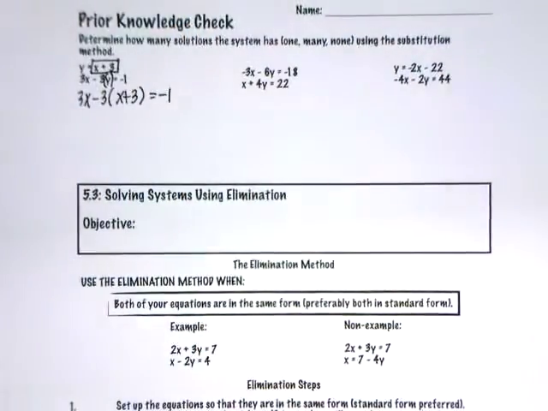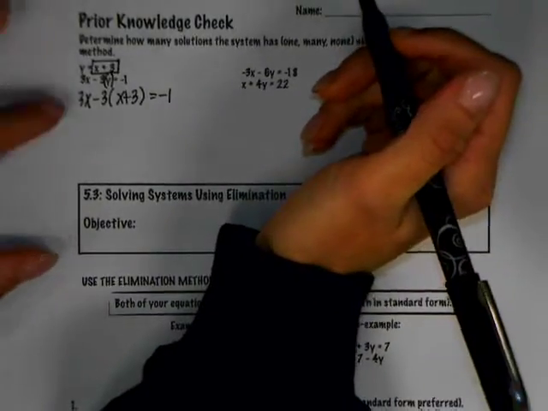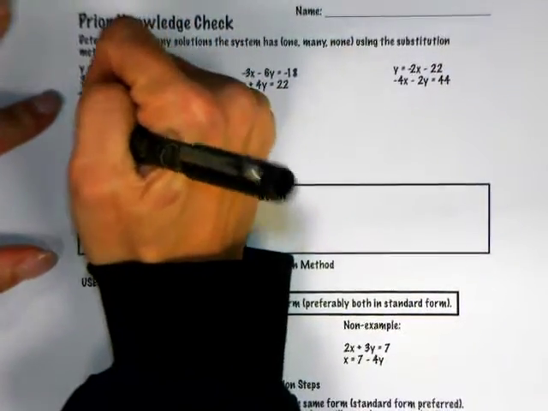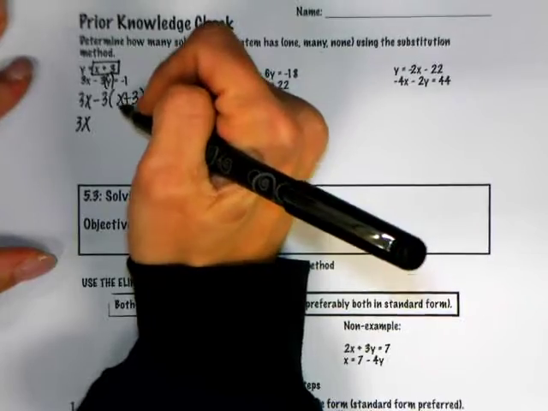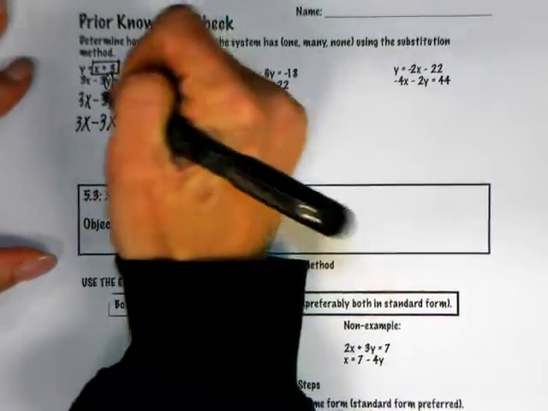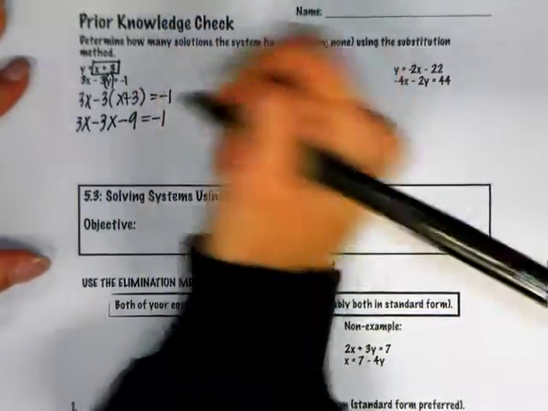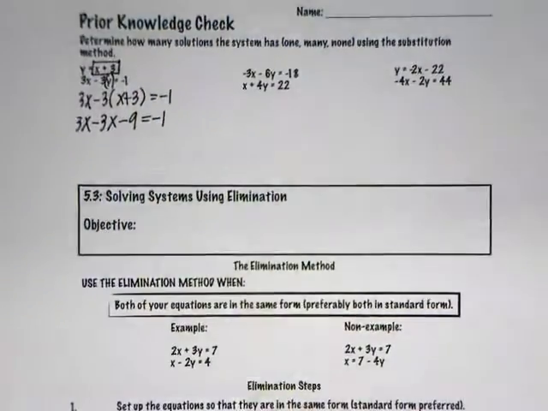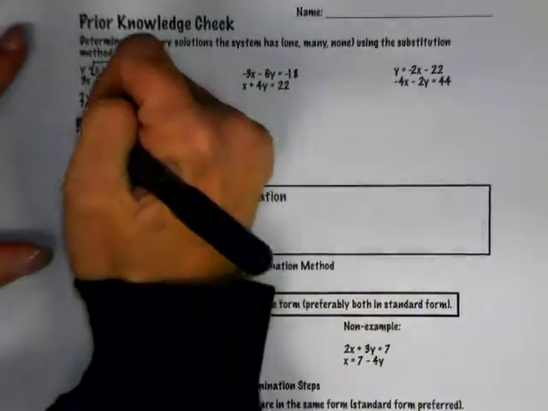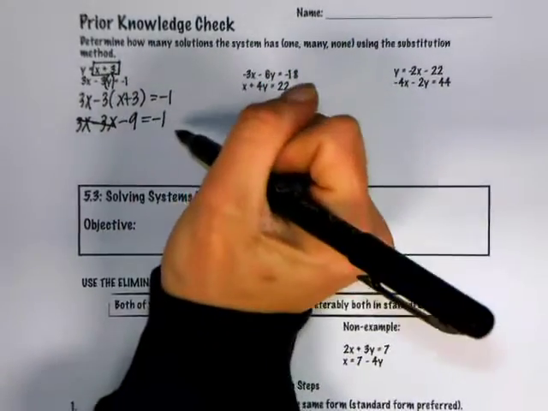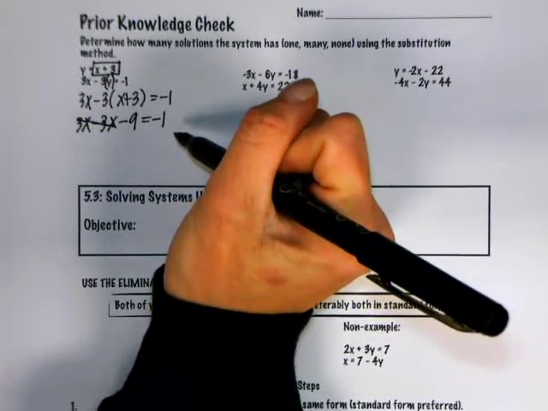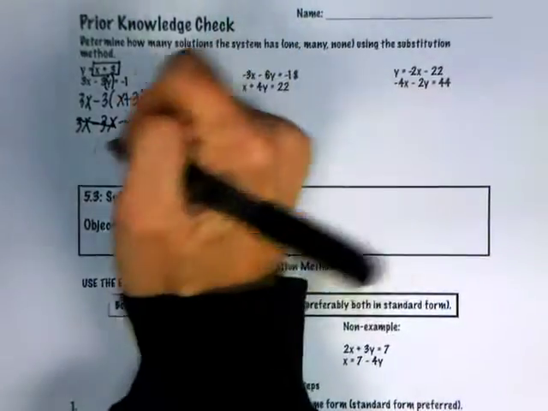All right, then what? Distribute, so that's the negative 3. What's negative 3 times x? Negative 3x. Negative 3 times 3, negative 9. All right, and then combine like terms. What's 3x minus 3x? 0. So I'm left with just negative 9 equals negative 1. No variables left. So what's that going to mean? Yep, no solution.